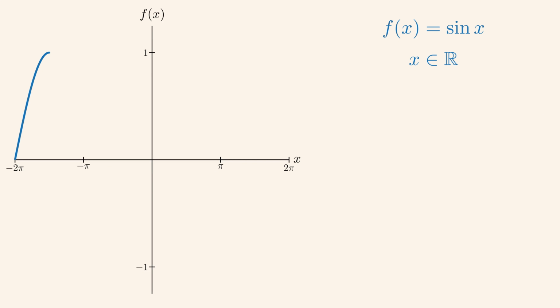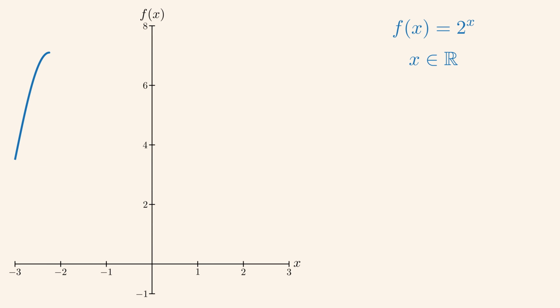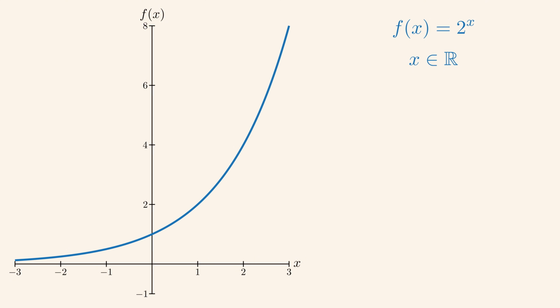Next, let's explore an exponential function. First, let's modify the axes. Then we sketch the curve. Now we draw a horizontal line, and it intersects the curve at one point. For any value of f, there appears to be at most one intersection.